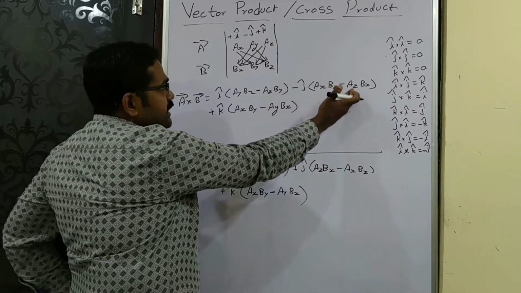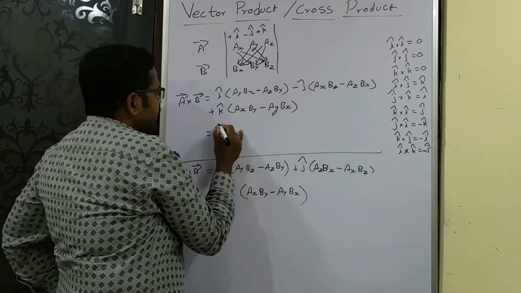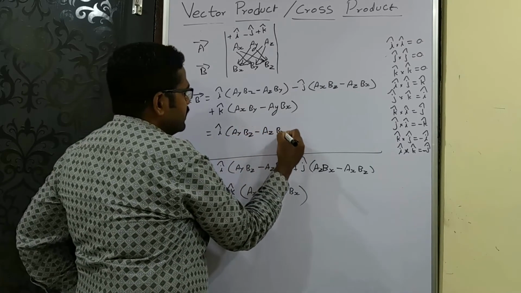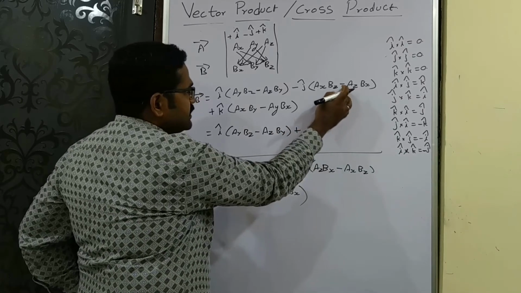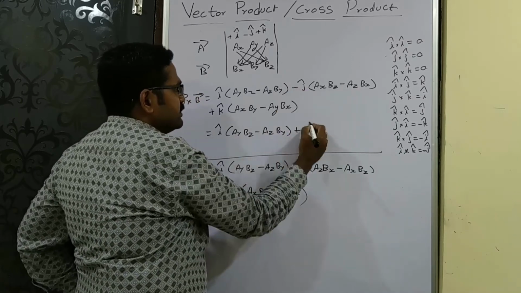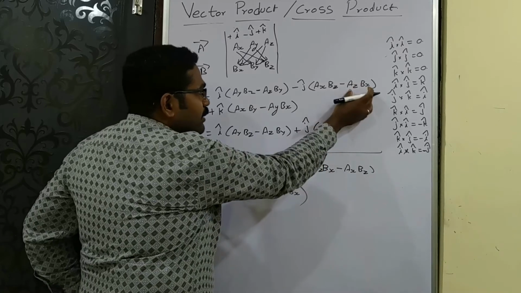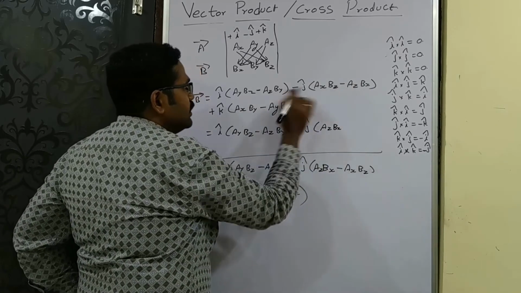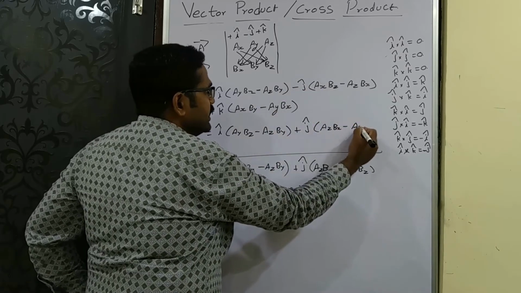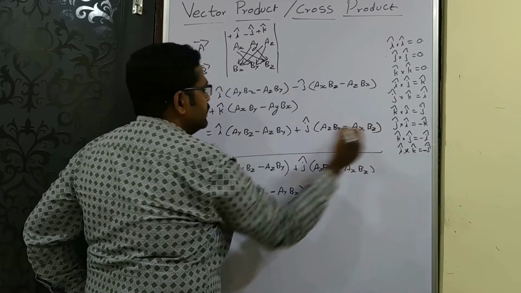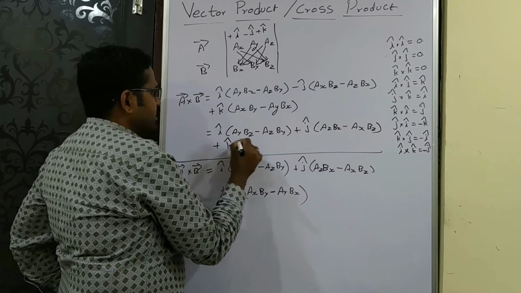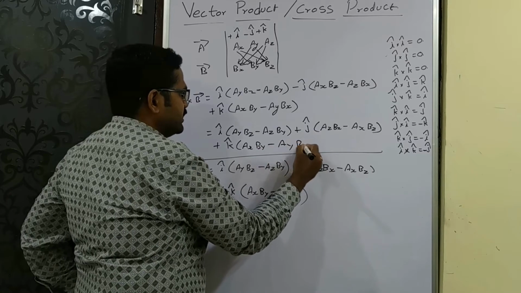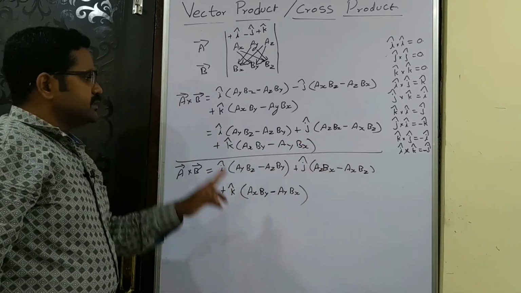You take out this negative symbol outside, that is i cap, Ay Bz minus Az By. Done. Plus, I am taking this negative symbol outside. Negative into negative is positive. j cap, I am writing the first positive value Az Bx. As I have taken this negative outside, this value becomes negative, Az Bx minus Ax Bz, plus k cap, Ax By minus Ay Bx. Now see, these two are similar.